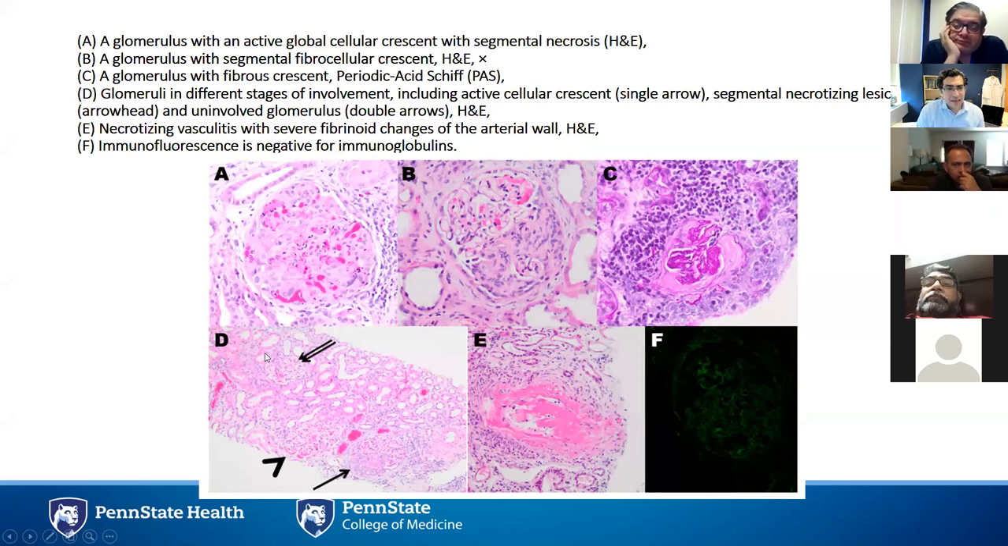On D, there are glomeruli in different stages. So the single arrow shows the active cellular crescent, okay? The arrowhead is really this segmental necrotizing lesion. And when you see those double arrows, which are uninvolved glomeruli, you can see these are normal, but here you can see all this inflammation, and this is far gone.